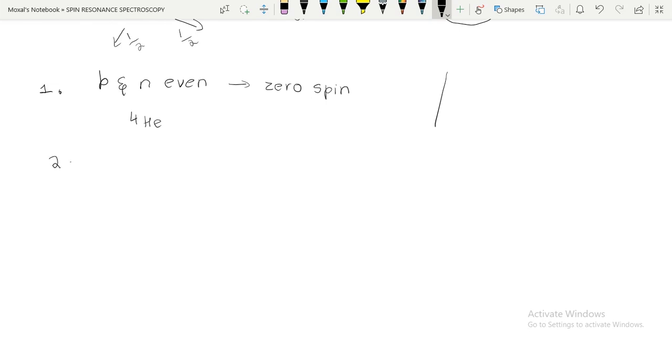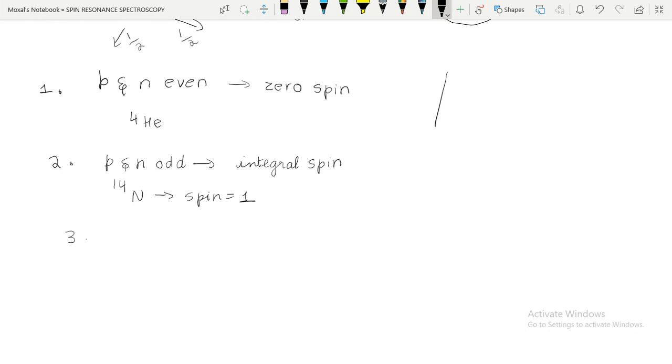The second rule is: nuclei with both proton and neutron number odd will have integral spin. So if the proton and neutron numbers are odd, then it will have integral spin. Let's take an example. The example is nitrogen-14, where 14 is the mass number. So nitrogen-14 has spin equal to 1.